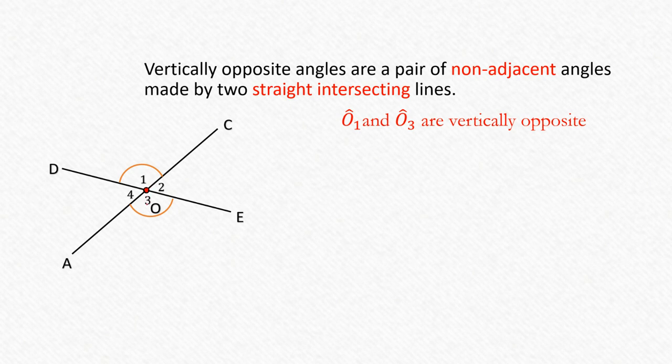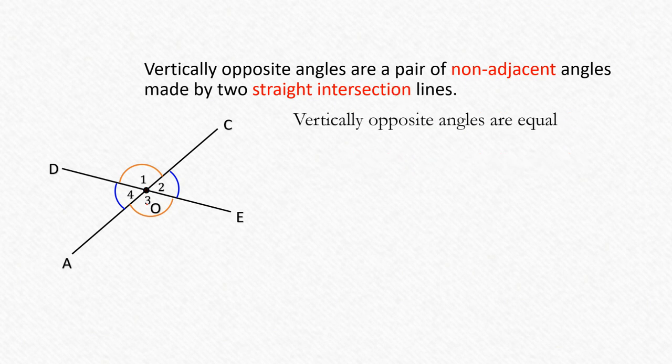Then we can talk of the other two, which are angle O2 and angle O4. Again, we can see that these are vertically opposite. They are formed by two intersecting lines and the angles are not next to each other. They are not adjacent. Vertically opposite angles are equal.